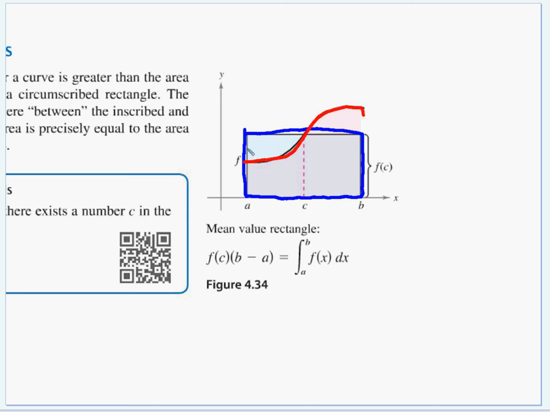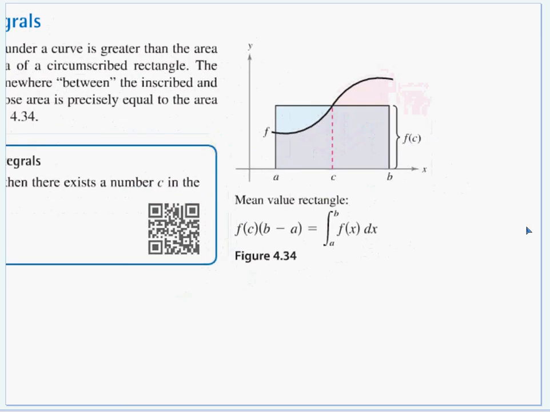So notice there's a little bit of area here that's in the rectangle, not in the curve, but that is perfectly balanced by this area that is under the curve, but not in the rectangle. So again, this area under the curve is perfectly in this rectangle. One rectangle with the exact same area as the area under the curve.